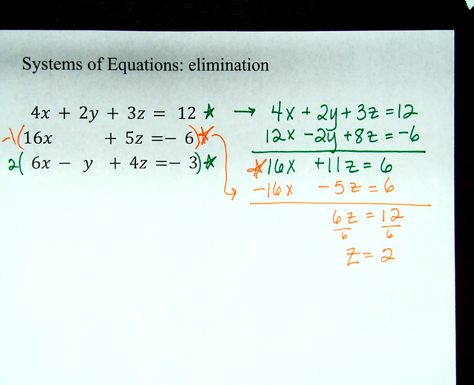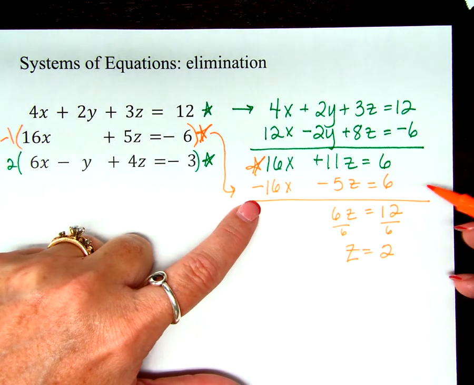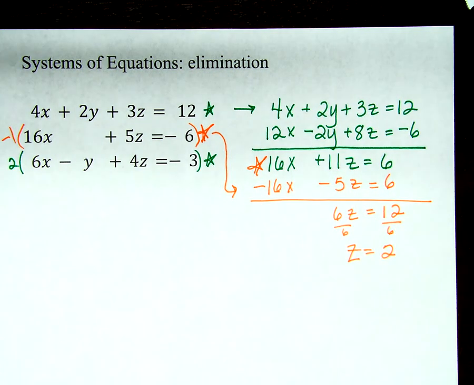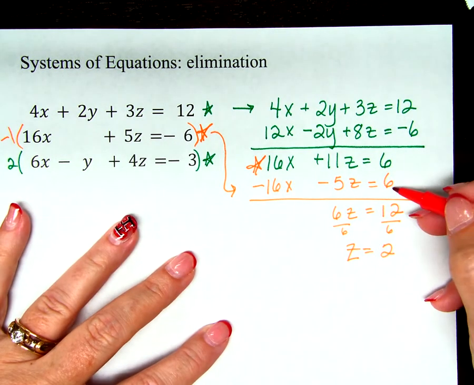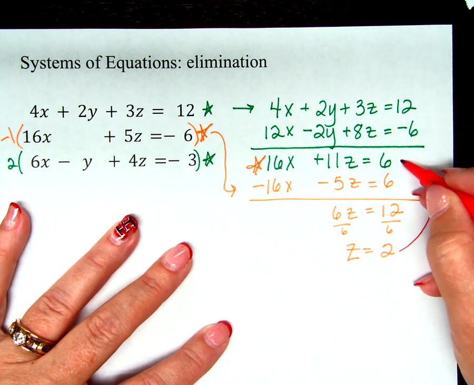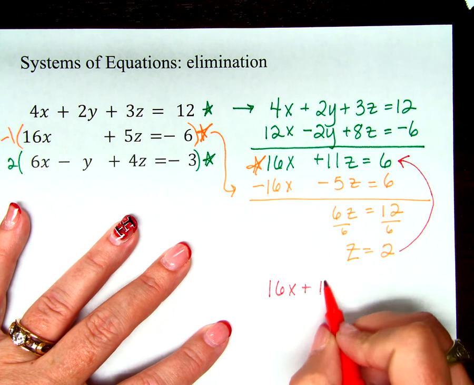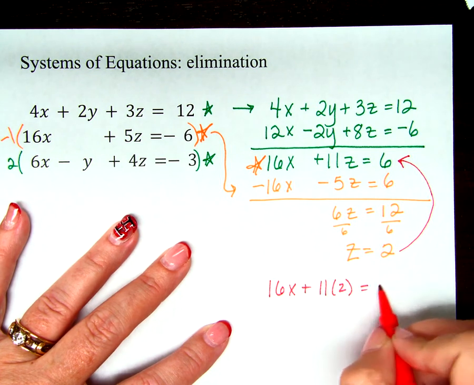What do I want to do now? Where do you want to plug that in? Just right here? Why would we plug it in just right there? Oh my gosh, we'll already solve for another variable, right? So I'm going to take my z equals 2, and you want to plug it in this one? Is that what you said? This one, okay. The one above it? So that one? So 16x plus 11 times 2 equals 6.